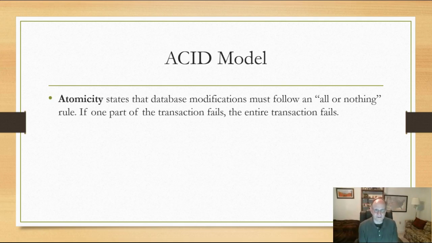Atomicity states that database modification is all or nothing. If one part of the transaction fails, the entire transaction fails. So it all must work together.